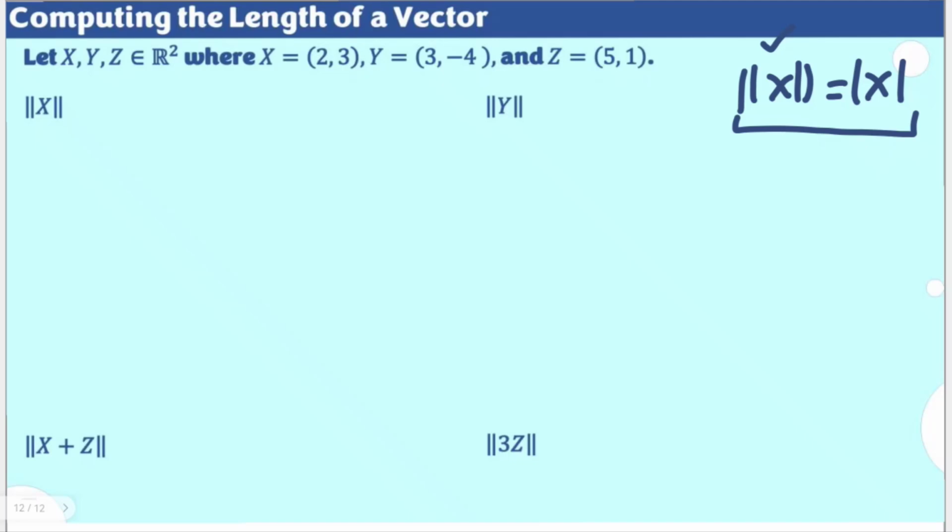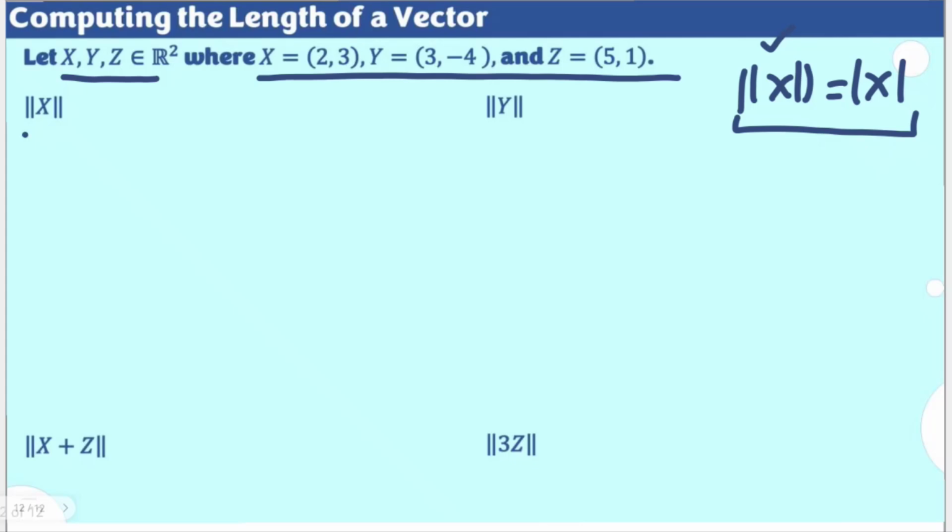We have here our vectors x, y, and z in R2, and we have these components, and we are going to solve for the length of the vector. If we talk about the length of the vector, just for the first two examples, that would mean we're looking at the distance of the point of that vector from the origin, or again, the size or the length of that vector.